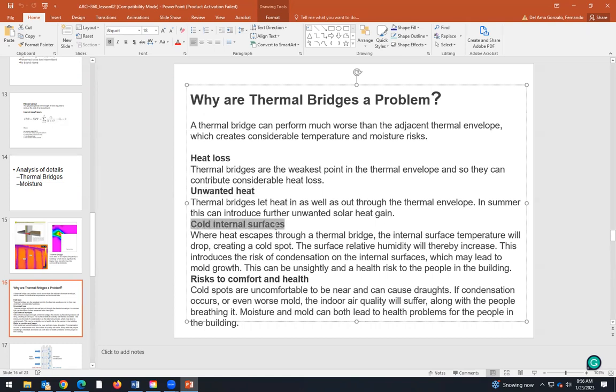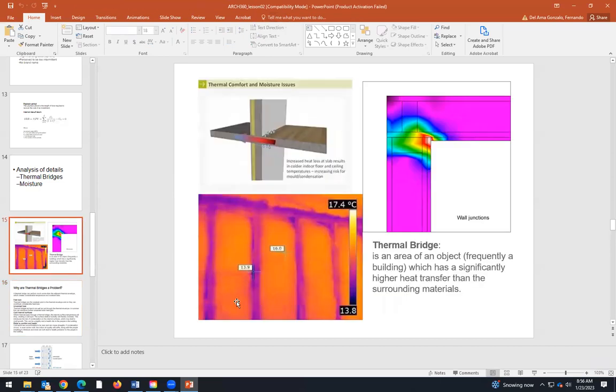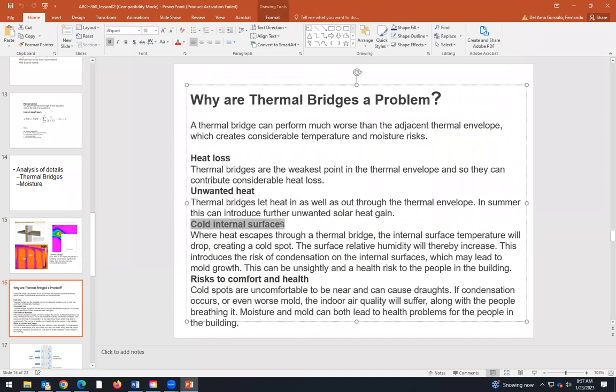Cold internal surfaces. That's something that we can't see, but we can feel. This is a thermal breach, by the way. We interrupt thermal insulation here, and here we have a thermal breach. If we touch this part of the wall, it's colder than that part of the wall, because we have a thermal breach. We don't have thermal insulation, so we can have cold internal surfaces.